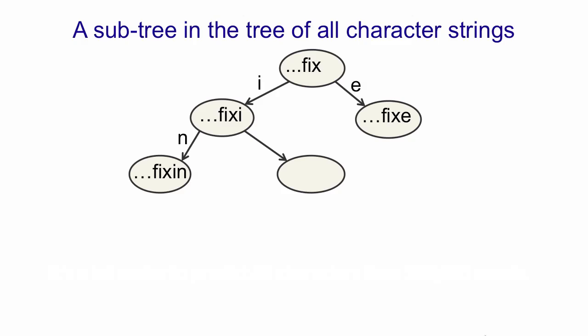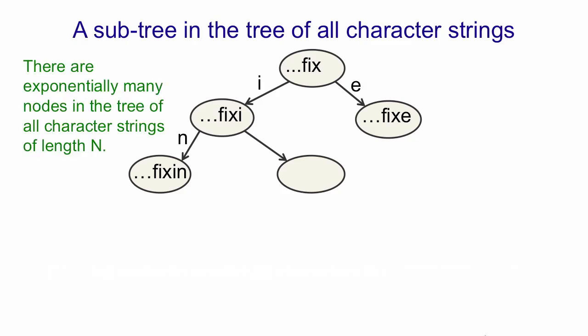Before the fix. So this represents that we had a whole bunch of characters, then we had f, and then i, and then x. And now if we get an i, we're going to go to the left. If we get an e, we're going to go to the right, and so on. So each time we get a character, we move one step down in this tree to a new node.